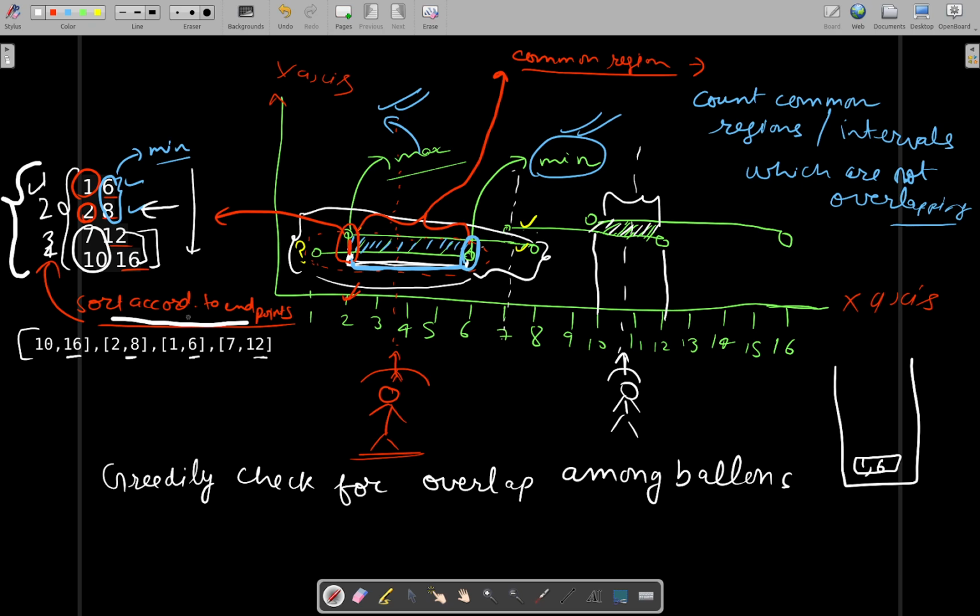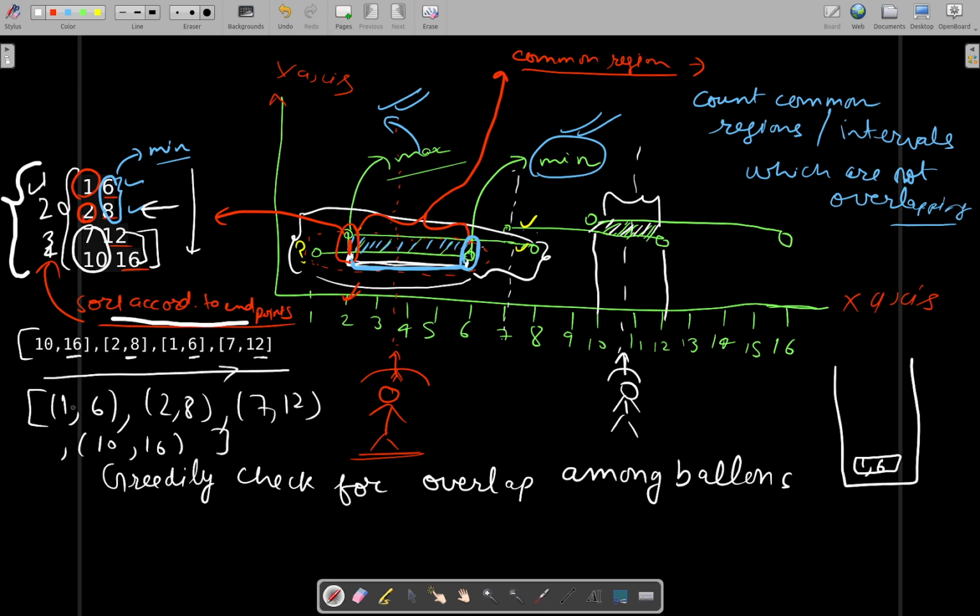Then let's say you are at this particular interval, you are traversing the intervals from left to right direction. So your intervals array will be looking something like this: 1, 6, then 2, 8, then 7, 12, and then 10, 16. You will be traversing it from left to right. First of all, there is no interval before this interval, so you will be pushing it into the stack. This will be the stack that you will be having, or you can say point stack.